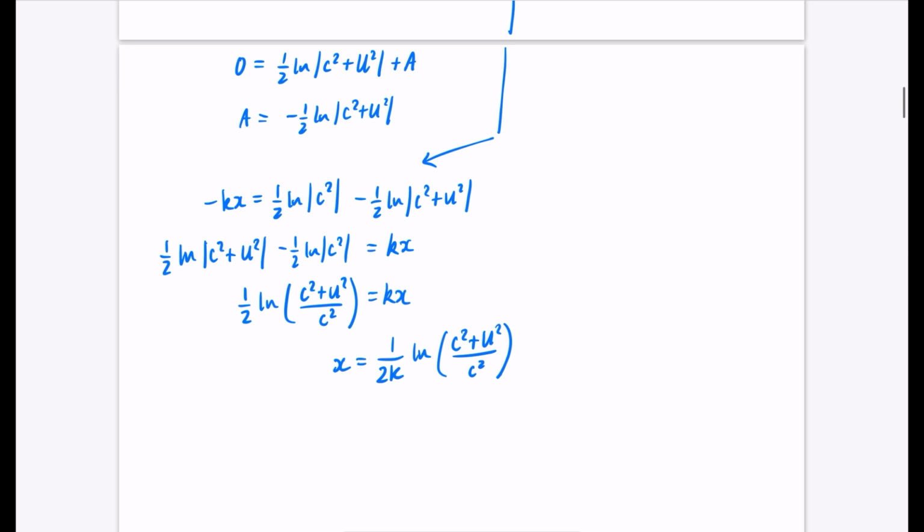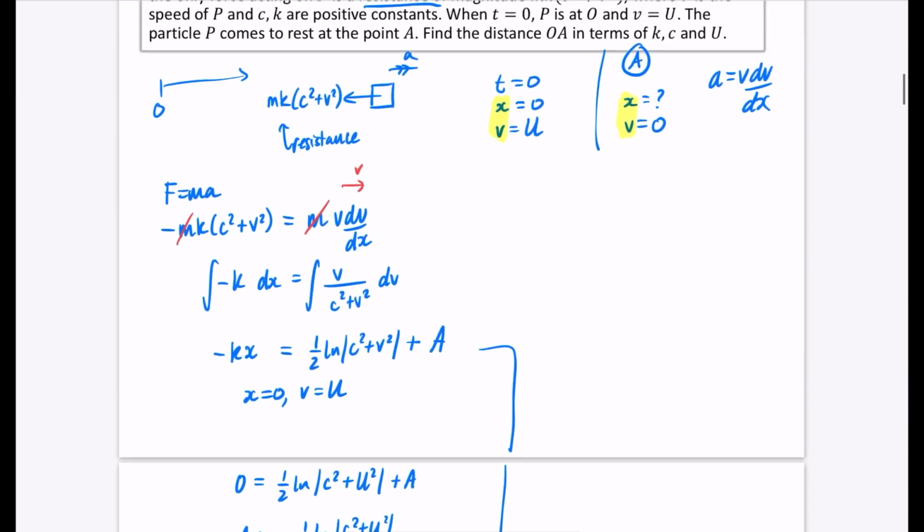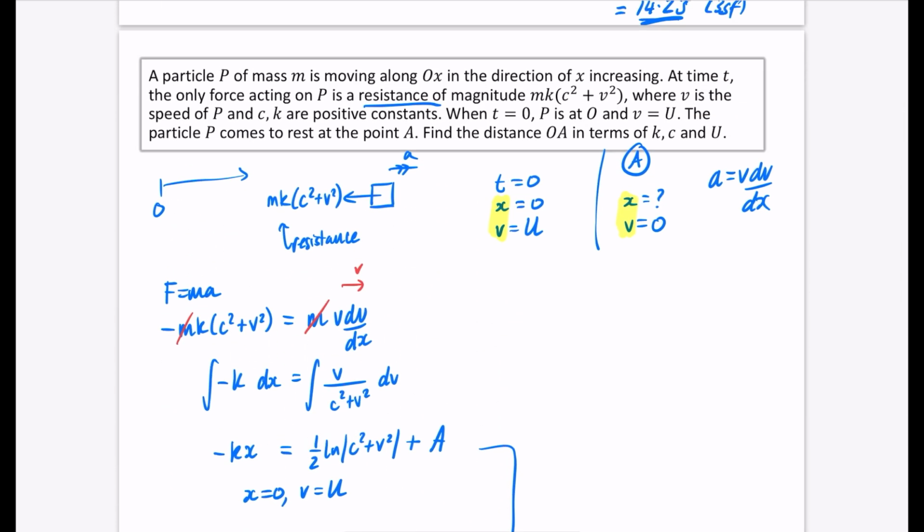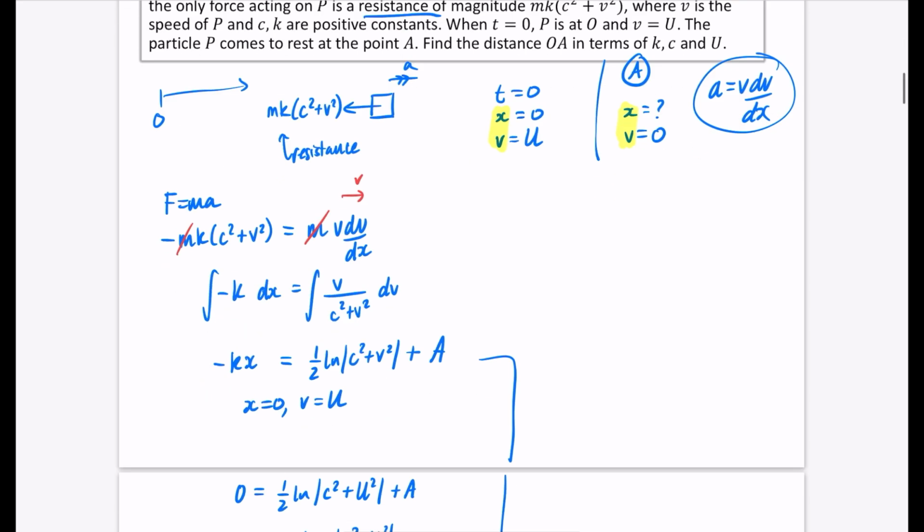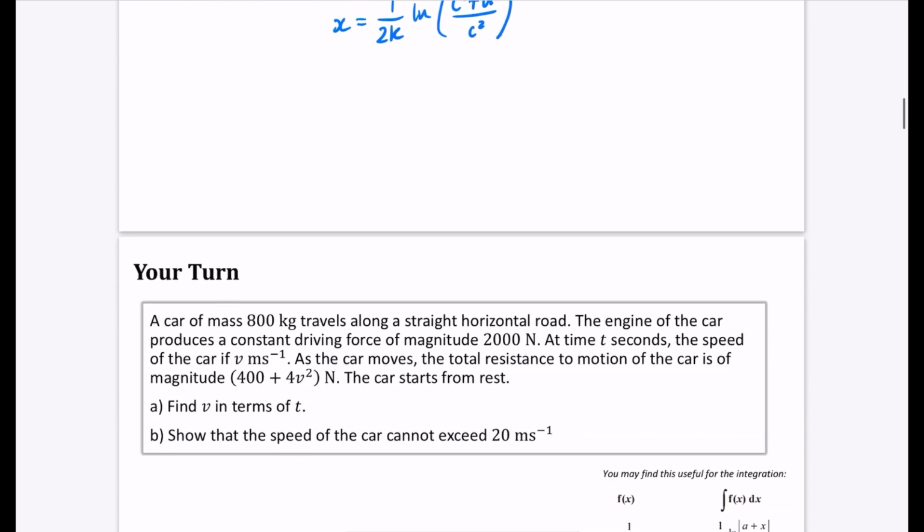Now, I borrowed this one from the textbook. If you want to do part B of this, there is a part B of it in the textbook. It's just the same kind of thing, to be honest, apart from instead of doing a equals v dv/dx, you use a equals dv/dt, and it has some slightly different integration that comes along with that one instead. So if you want to have a go at that one that's in the textbook, of course, you can try that one too.